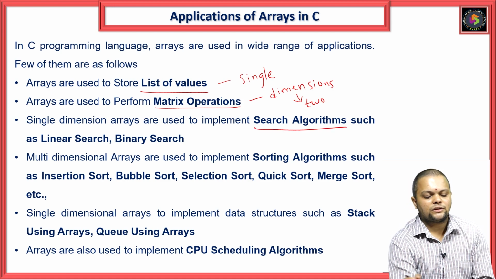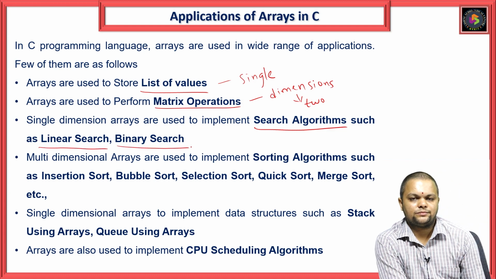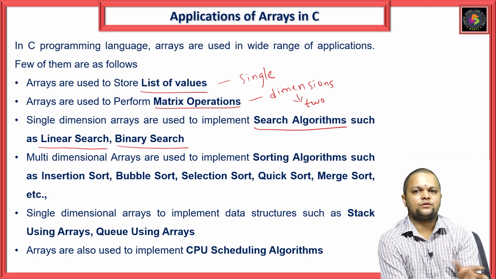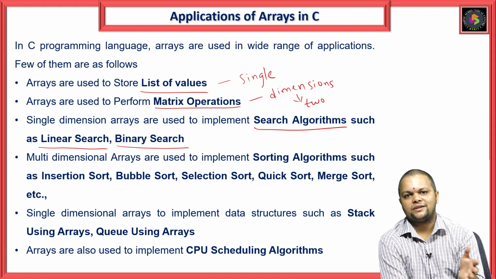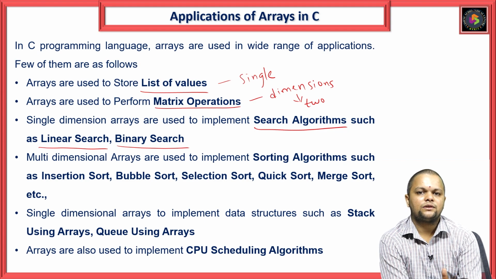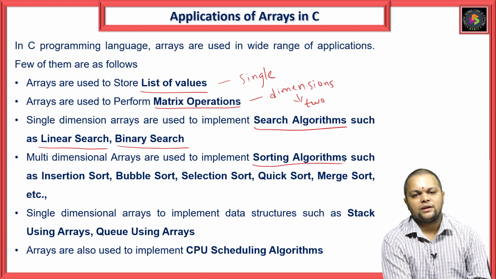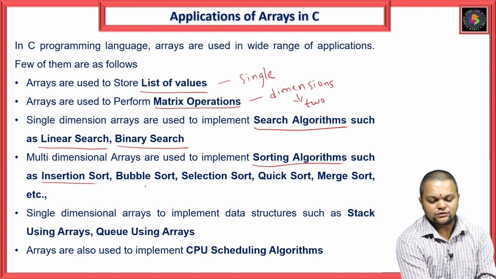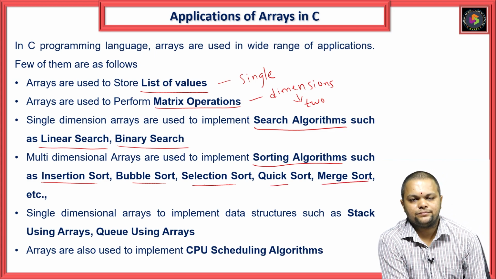So what are searching algorithms? We have linear search and binary search. And we can do some sorting. Sorting means that if I want to sort a list of elements in a different order, either ascending or descending, I can use such sorting algorithms. In that we have bubble sort, insertion sort, selection sort, quick sort, merge sort, and so on.